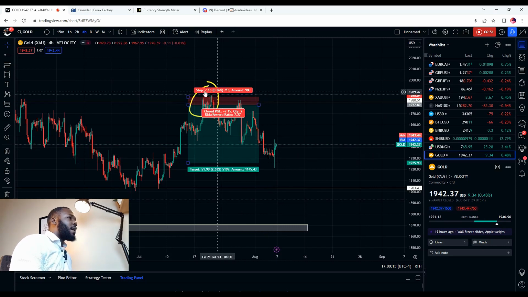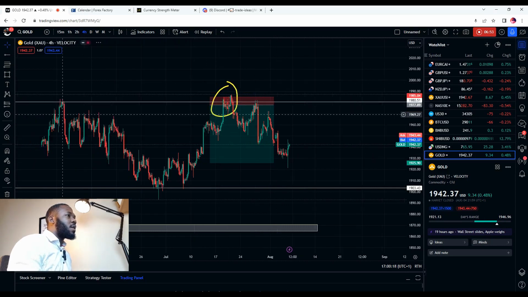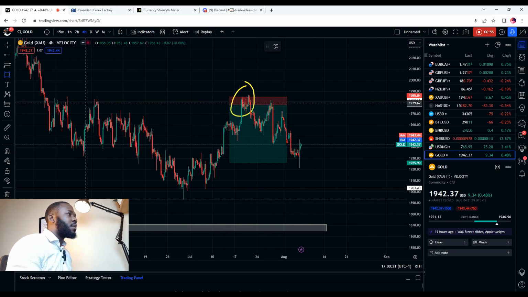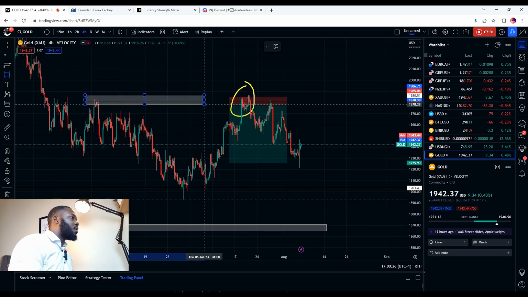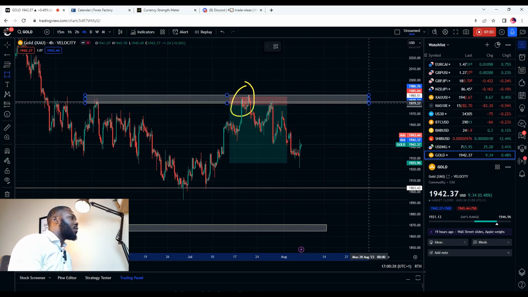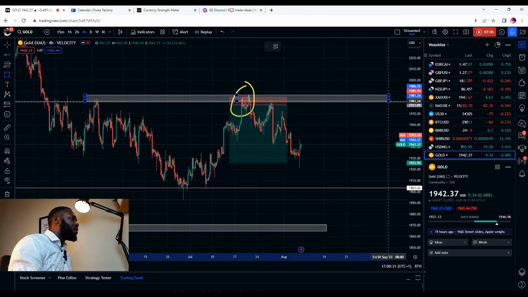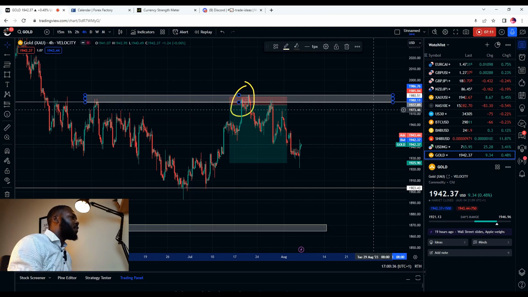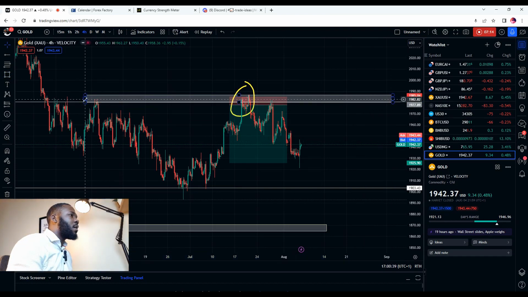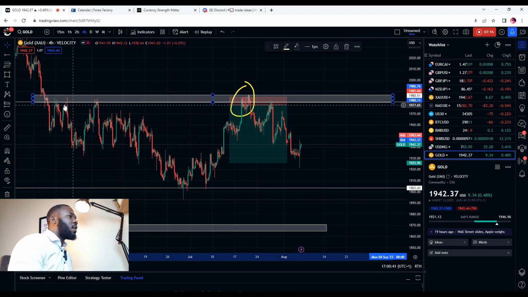So how I deal with this is I use the rectangular tool, setting up the resistance zone like this, because if you can see on this zone, there are so many weak candles, and remember the market always makes a weak wick. There are so many weak candles here that can trigger you before the market goes down. The same thing happens here.